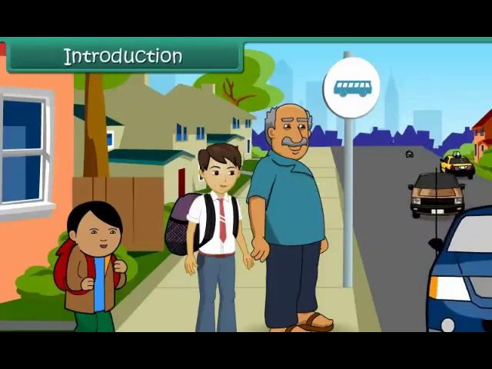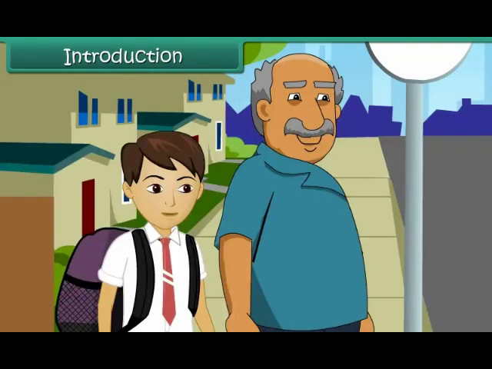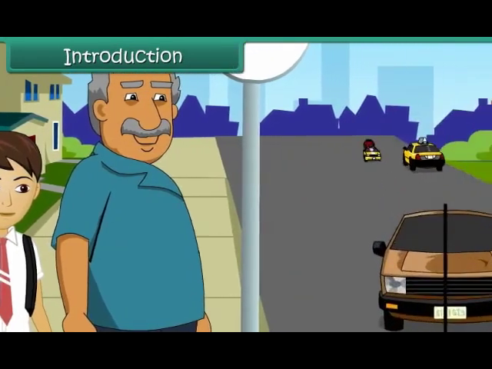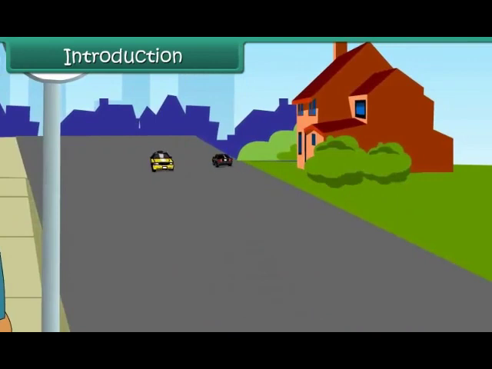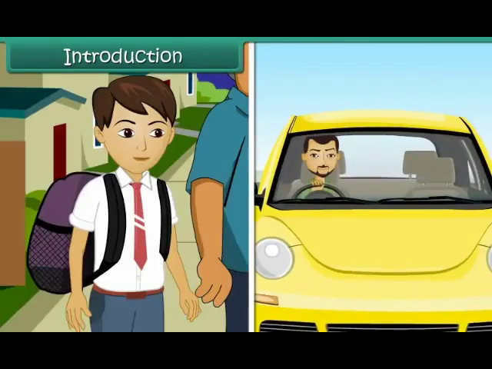Introduction. Ajit is waiting with his grandfather at the bus stop for his school bus. He is busy observing the people rushing for their offices. All of them have their scooters and cars. Most of them are alone in their cars.